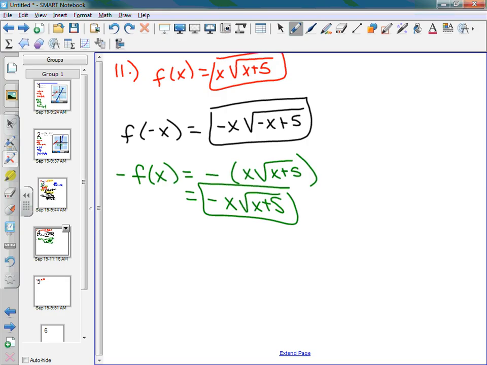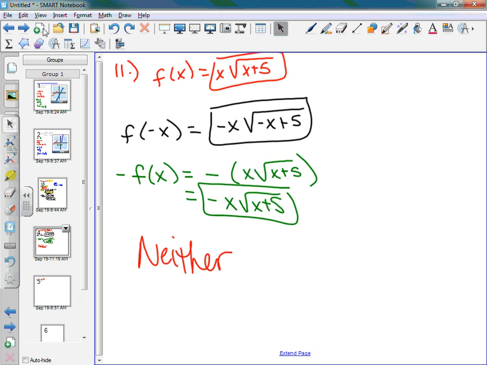Okay, which boxes equal each other? Do any of the boxes equal each other? Since no boxes equal each other, it's neither. Do we see that? This is neither. In other words, I can't fold this over vertically or vertically and horizontally.